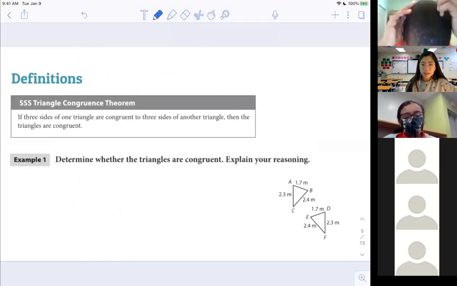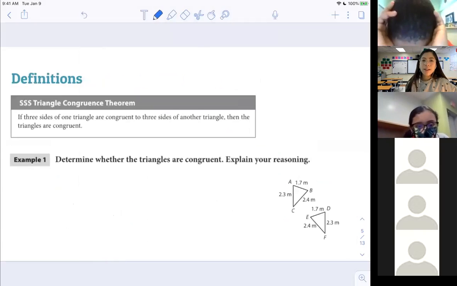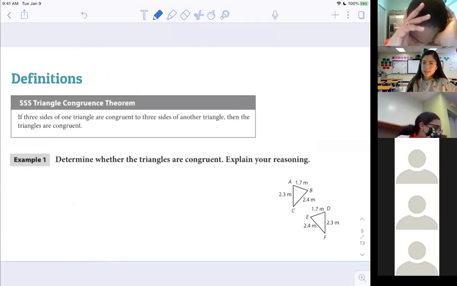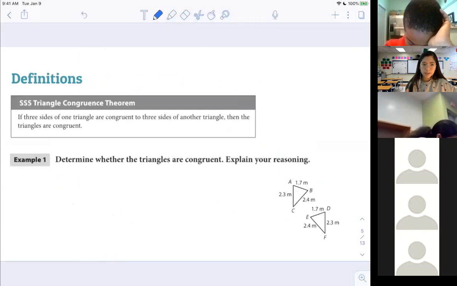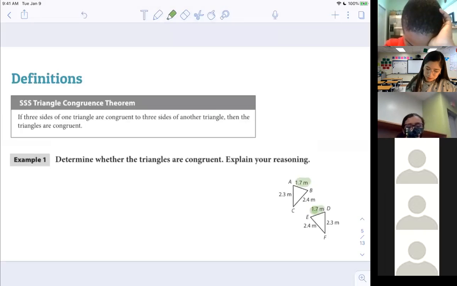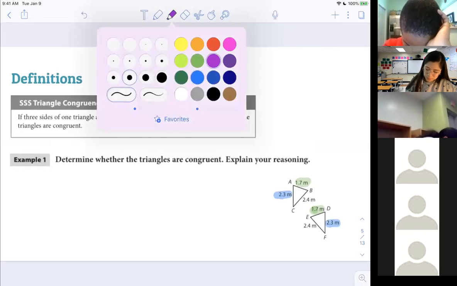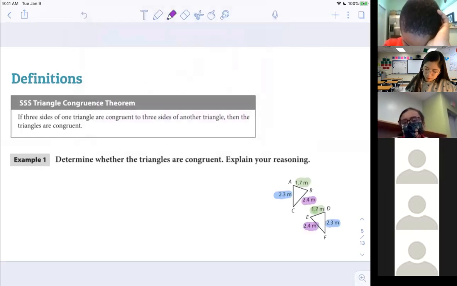All right, so then there's SSS. SSS is exactly what it sounds like. If you can prove that the three sides are congruent, you can prove that both triangles are congruent. So in this case, let's play match. I have 1.7 and 1.7. Then I have 2.3 and 2.3. And 2.4 and 2.4.